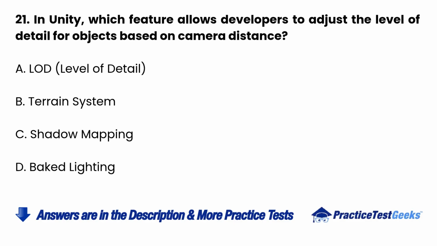21. In Unity, which feature allows developers to adjust the level of detail for objects based on camera distance? A. LOD, Level of Detail. B. Terrain System. C. Shadow Mapping. D. Baked Lighting.